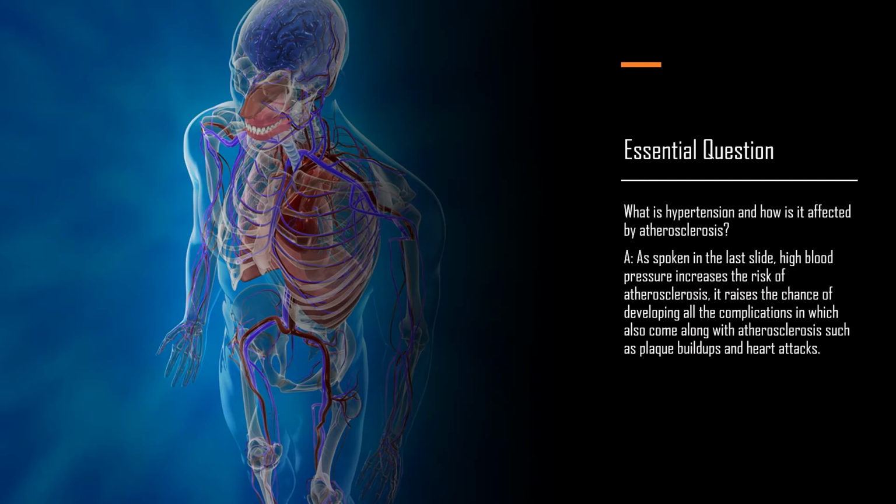For the final section of the presentation, we will be wrapping up with a histology of the major parts of the heart and how to remain heart healthy. The essential question is, what is hypertension and how is it affected by atherosclerosis? As spoken in the last slide, high blood pressure increases the risk of atherosclerosis. It raises the chance of developing complications that come with atherosclerosis, such as plaque buildups and heart attacks.